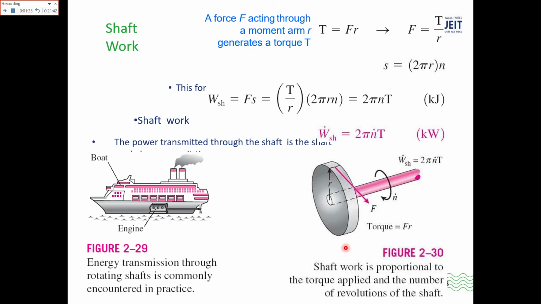So for the shaft work, two things are important, since 2 and pi are constants. One is n and the second one is T. So how much torque is present? If the value of the torque is larger, the work would be larger, and if the number of revolutions of the shaft increases, the value of the work done also increases. So the value of the shaft work is equal to 2 pi n into T.